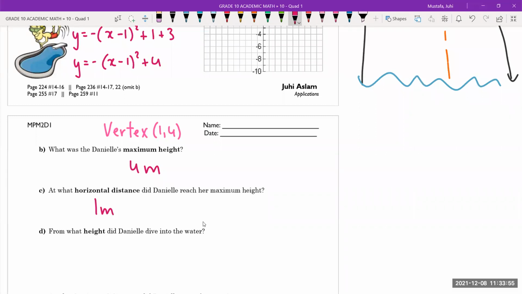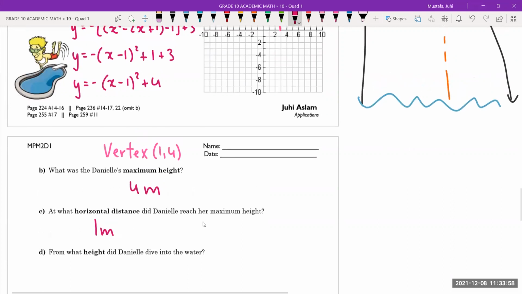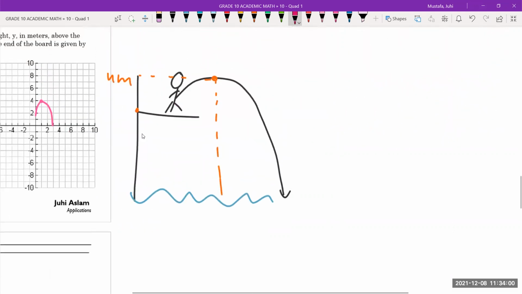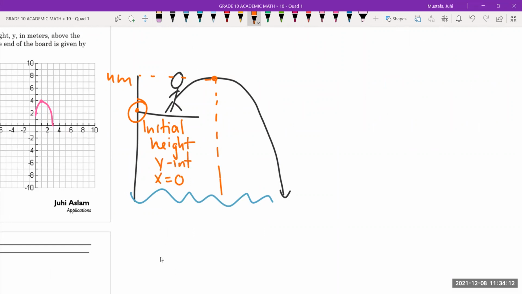From what height did Danielle dive into the water? So what are we going to do there? We're going to figure out this value right here, which is your initial height. And that initial height is also your y-intercept. To calculate that, you let x equal to 0. Shweta?